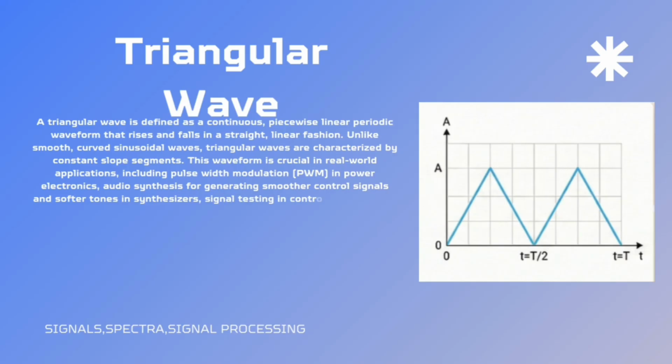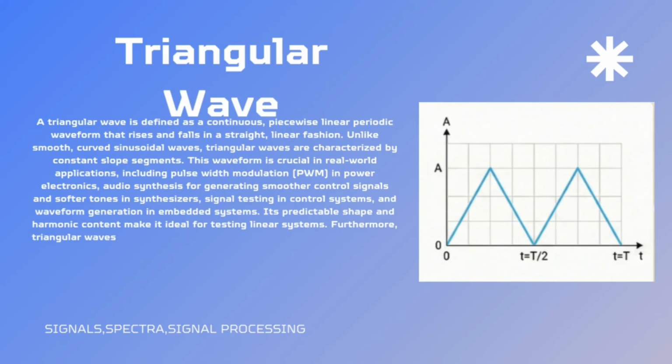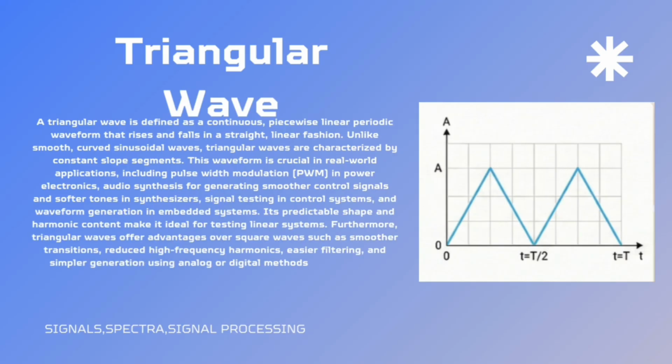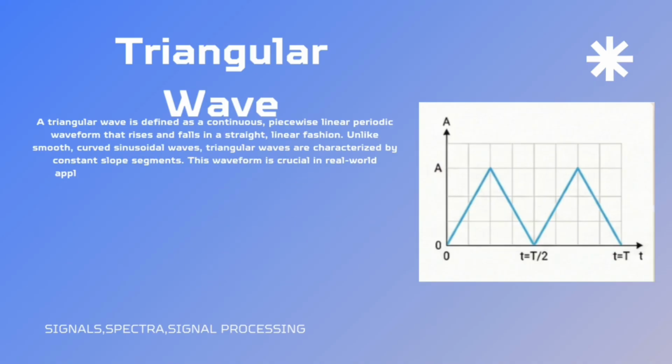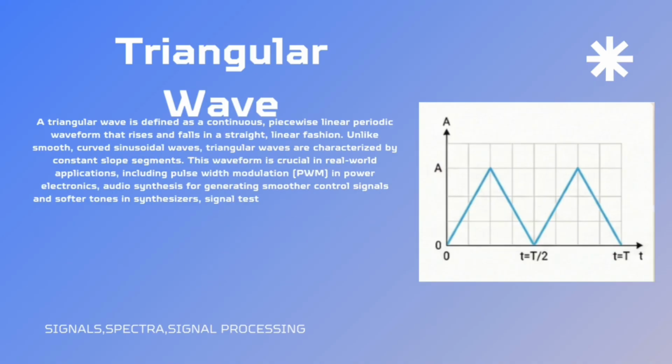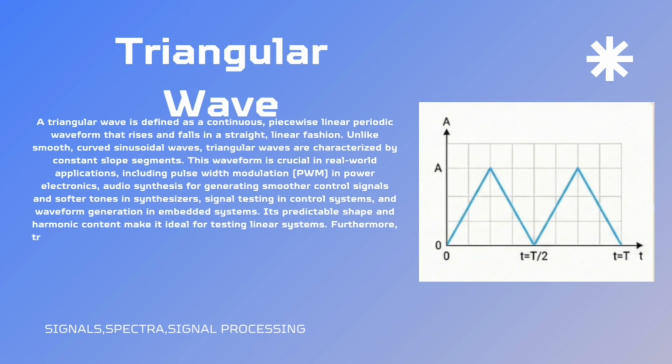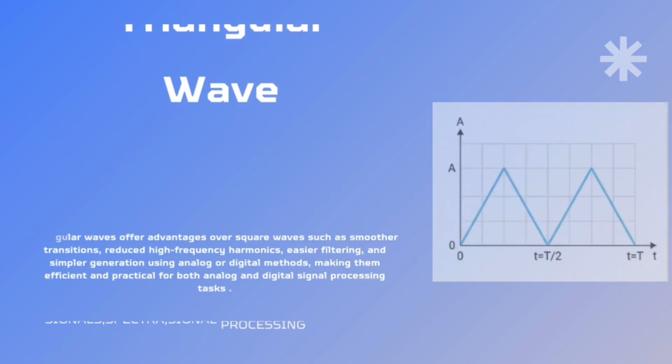Furthermore, triangular waves offer advantages over square waves, such as smoother transitions, reduced high-frequency harmonics, easier filtering, and simpler generation using analog or digital methods, making them efficient and practical for both analog and digital signal processing tasks.